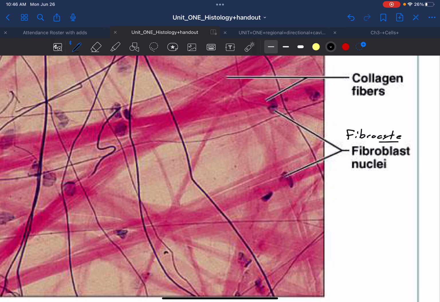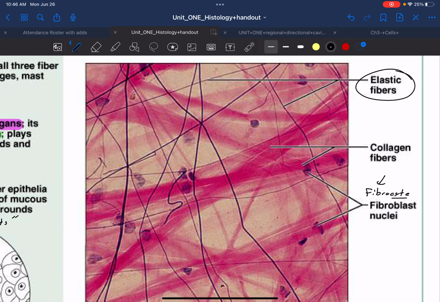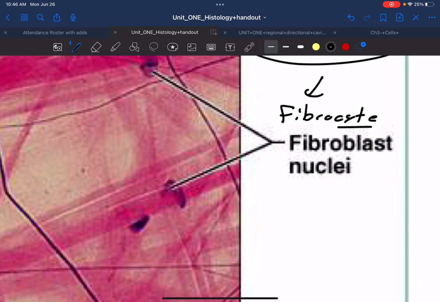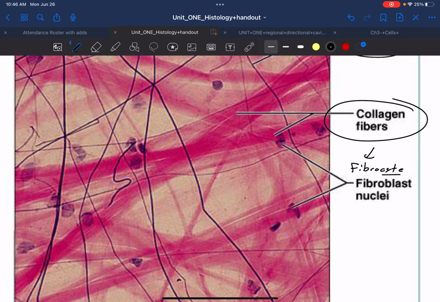What did the word cyte mean in Latin? Cell. And so this is like saying a fiber cell. And doesn't that make sense? It produces elastic fibers, collagen fibers. So this cell's role is to produce fibers. And so for now, you can just simply call it a fibroblast or fibrocyte.